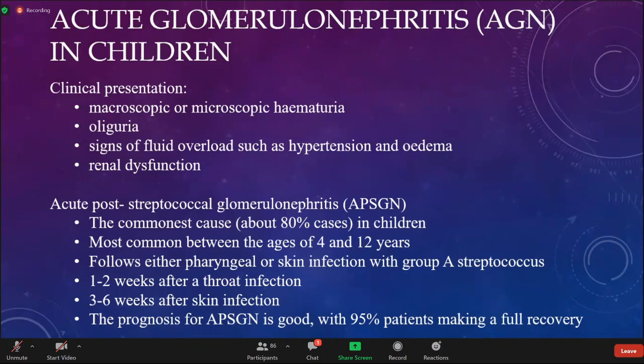Now, acute glomerulonephritis usually presents as nephritic syndrome. Acute glomerulonephritis is the underlying pathology, but the clinical presentation is with nephritic syndrome. Therefore, they can have macroscopic or microscopic hematuria with oliguria, and features of fluid overload such as hypertension and edema, and they can have renal dysfunction. Usually it is a very mild dysfunction.